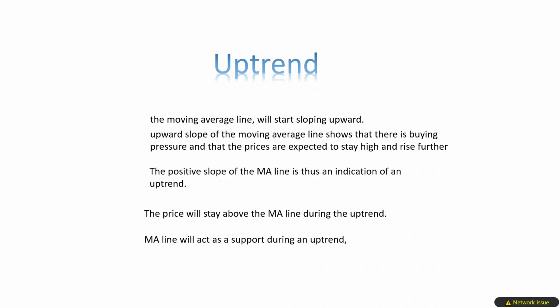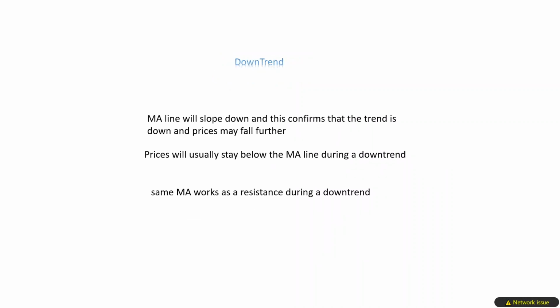In an uptrend, the price will remain above the MA line. The MA line will act as a support. It will catch the price without letting it fall down, so the MA line acts as a support during the uptrend. So how do you define a downtrend?